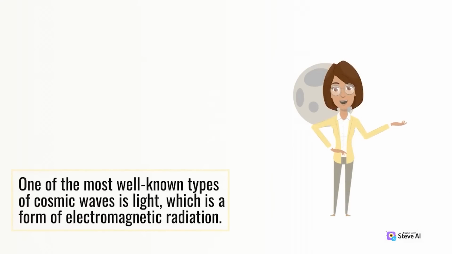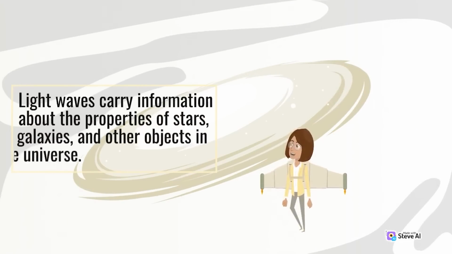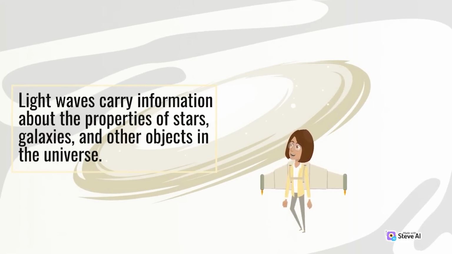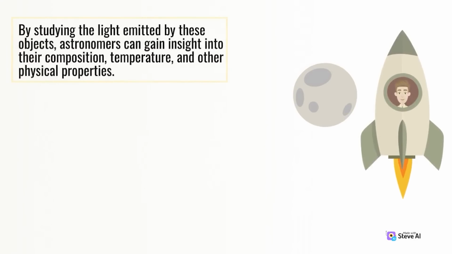One of the most well-known types of cosmic waves is light, which is a form of electromagnetic radiation. Light waves carry information about the properties of stars, galaxies, and other objects in the universe. By studying the light emitted by these objects, astronomers can gain insight into their composition, temperature, and other physical properties.